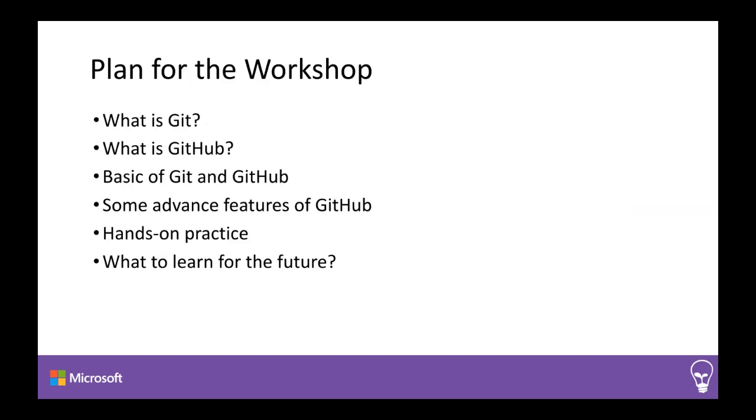Cool. So looking at the plan for this workshop, first we'll learn about what is Git, then we'll learn about what is GitHub. Afterwards, we learn about the basics of Git and GitHub. Then we learn about some of the advanced features of GitHub, like pull requests. Then we'll do some practice, so you can really understand all the stuff that we just learned. And afterwards, we will have an extra for experts session where we will show you what else there is to learn if you really like this.